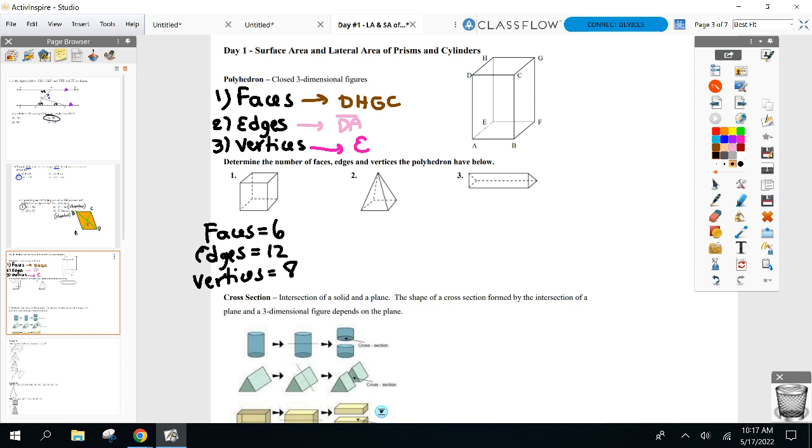Anybody know what I call this polyhedron here, number 2? It's a pyramid. Yep, we'll talk about those tomorrow. Pyramid. All right, go ahead. Faces. How many faces on this pyramid? 5 faces. All right, be careful. How many edges up here? 8 edges. And how many vertices? I got 5 vertices, 4 at the bottom, 1 at the top.